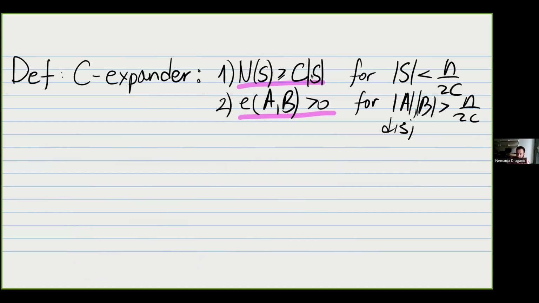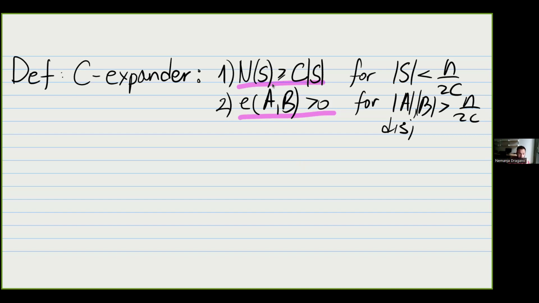So a C expander is basically a graph which has the following properties. It has vertex expansion, so every set of size n/2C expands by a factor of C, and you have an edge between two large enough sets, let's say of size at least n/2C. And you can see these are properties which follow from the expander mixing lemma. These two nice properties follow from the expander mixing lemma, but the expander mixing lemma is really something stronger than these two properties. It gives you a really strong property on the edge distribution.